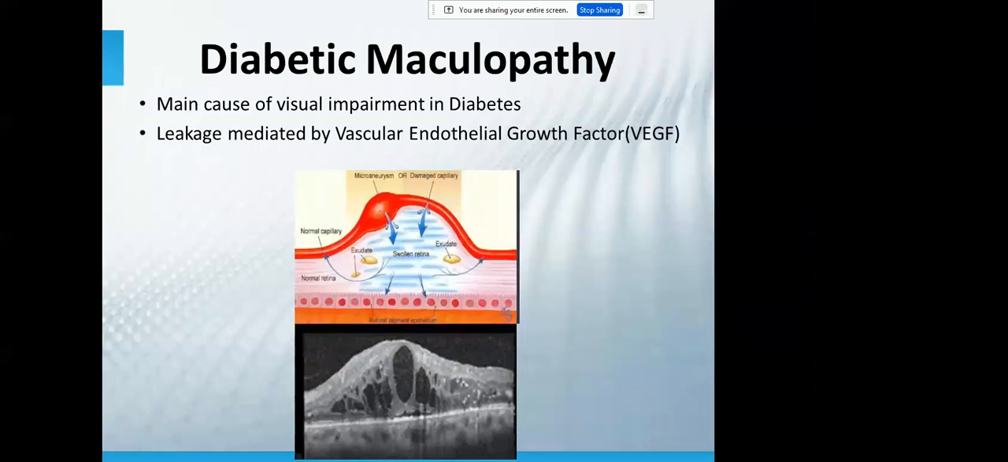What is diabetic maculopathy? We like to separate the word retinopathy and maculopathy because the macula is a very special area of the retina and sensitive to vision. Anything on your macula has to be given its own attention.